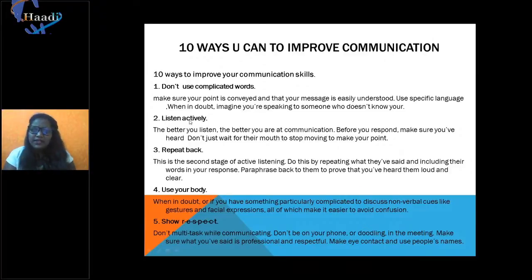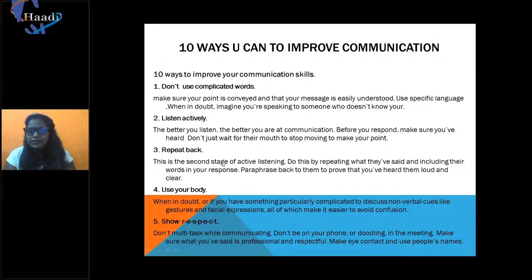The second one is listen actively. Listening actively is the first step to communicate. Once you listen carefully, you will communicate. Before you respond, make sure you heard everything. Please don't just wait for a person to stop talking so you can start your point. It's not like that. Active listeners listen carefully, and then they reply properly. This is the second step, and the third one is repeat back.